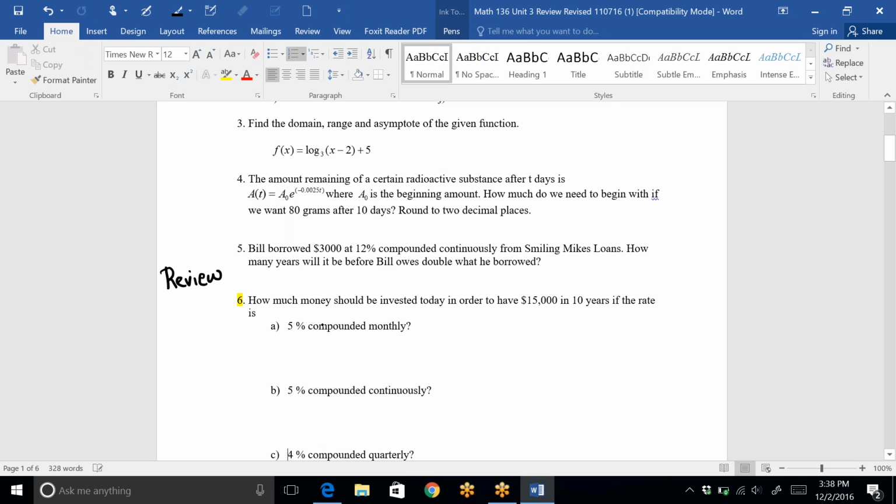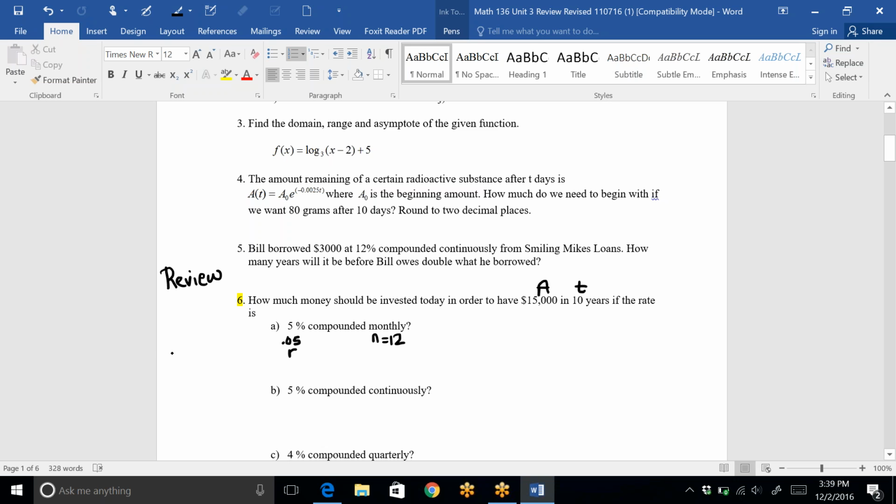So it says, how much money should be invested today, this is number 6, in order to have $15,000. So that's a future goal in 10 years. So that's a timeline. If our rate is, okay, so we have 3 parts here, 5% compounded monthly. That would mean that 0.05, because we have to use the decimal, is our R, and N is 12, because we're compounding 12 times per year.